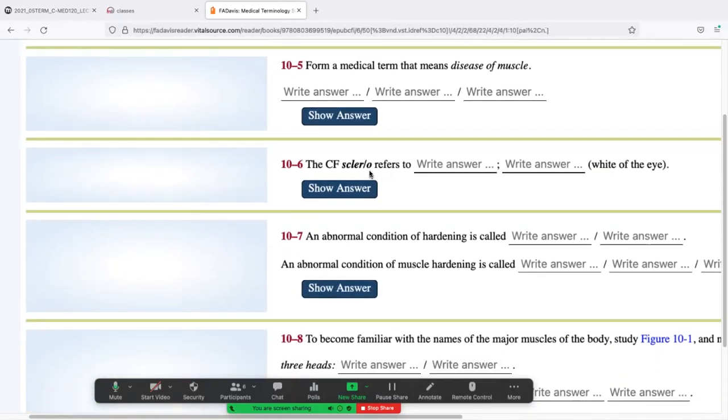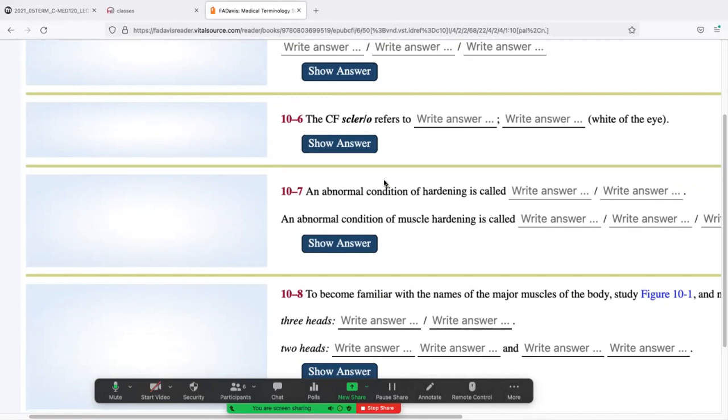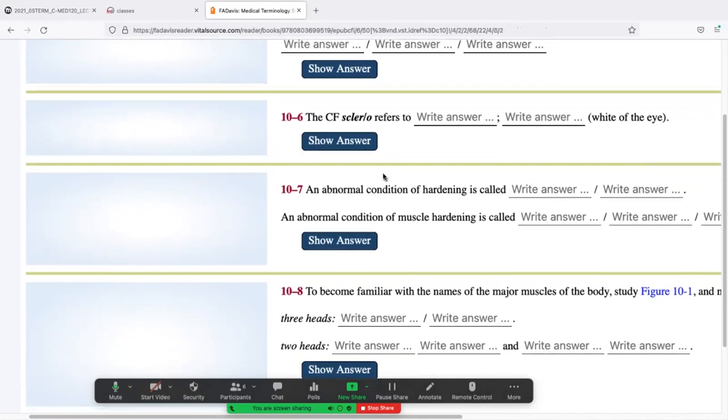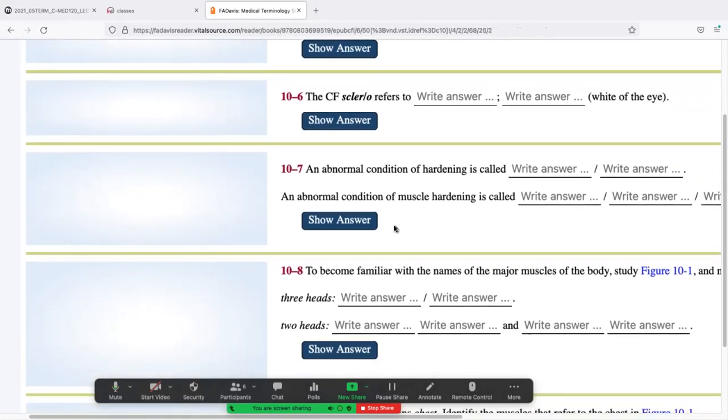Sclero, of course. Sclerosis of a muscle means it starts hardening. And that's myosclerosis, an abnormal condition of hardening of your muscle.